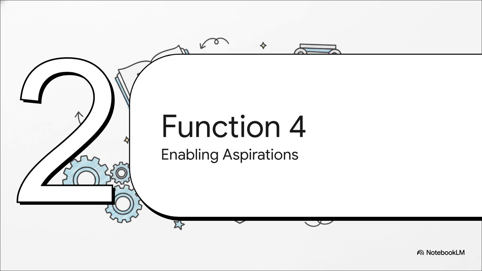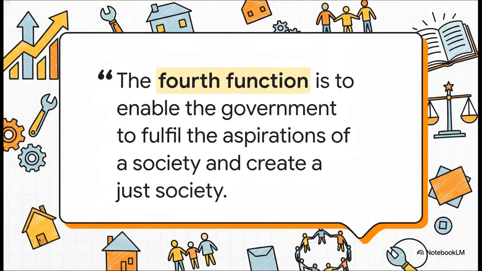Now, you might be thinking that constitutions are all about telling the government what it can't do, but that's not the whole story. Modern constitutions also have a really positive job to do, and that's our fourth function, enabling aspirations. So besides just stopping bad things from happening, a constitution can actually empower the government to do good things. Its fourth function is to give the government the ability to fulfill the hopes and dreams, the aspirations of a society, and to create the conditions for a really just society.